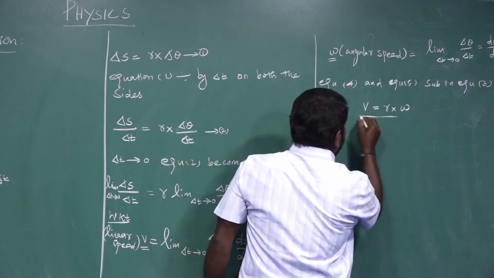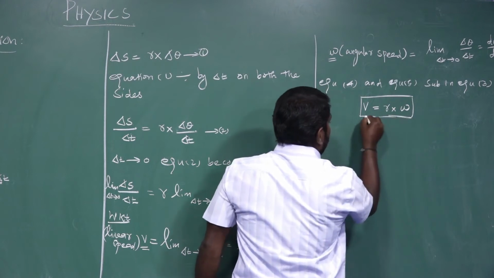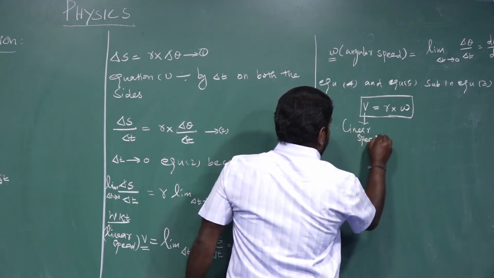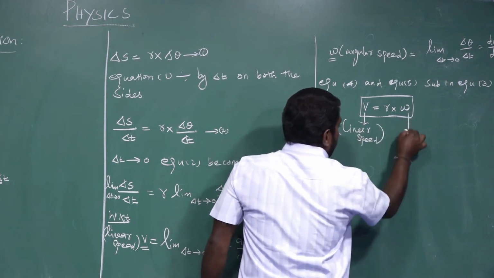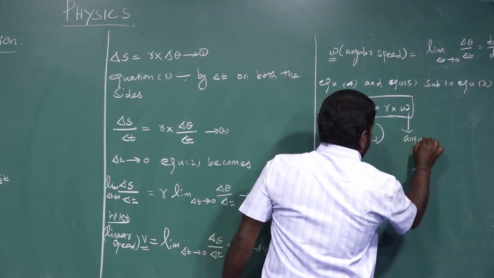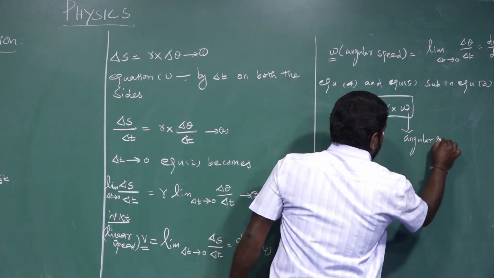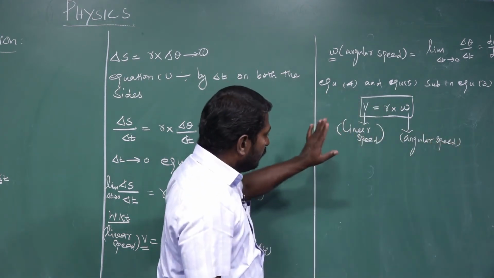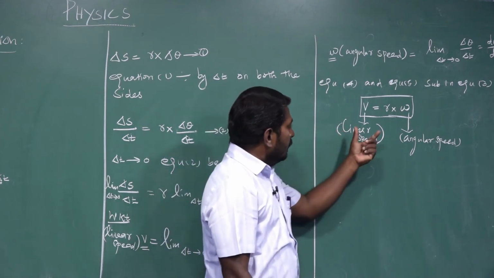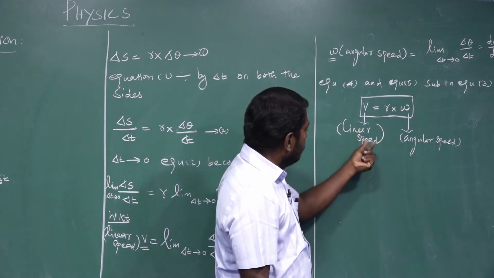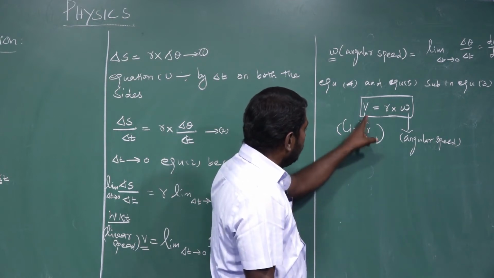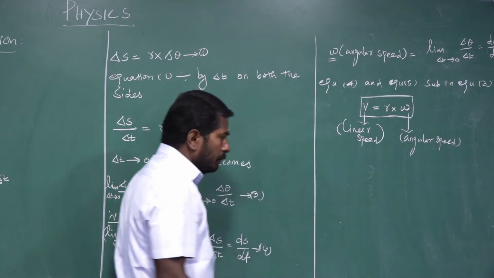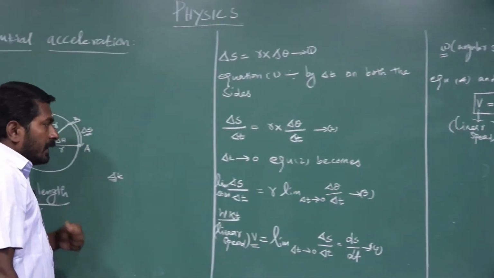So it is an important relation connecting linear speed and angular speed. In circular motion, it is a very, very important expression. The only relation connecting linear speed and angular speed is v is equal to r omega.